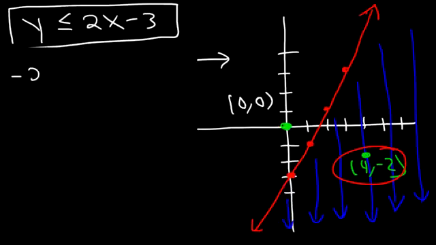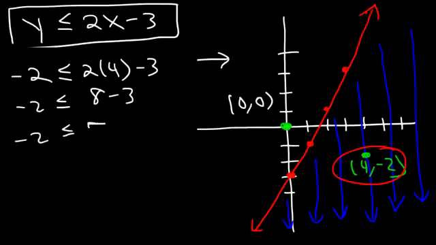Let's replace y with -2 and x with 4. So 4 times 2 is 8. 8 minus 3 is 5. So is -2 less than or equal to 5? Well, -2 is less than 5. And if we read it the other way, 5 is greater than -2. Both ways you read it, it's a true statement, which means that we should shade in a region that contains that point. So now you have 2 ways of determining which is the appropriate region to shade. You can use a test point, or you can use the fact that the equation says y is less than or equal to 2x minus 3, which means that you should shade below the line.